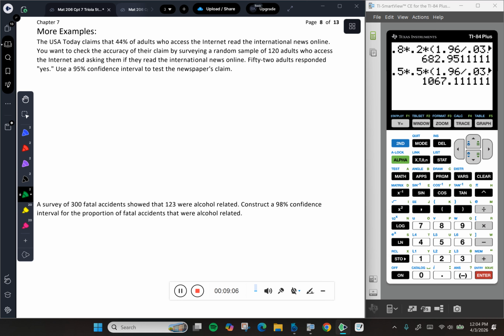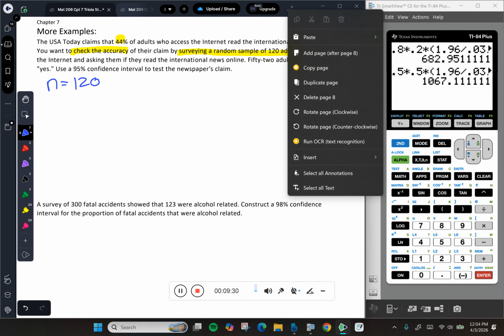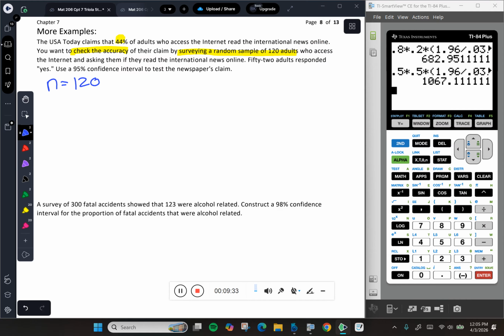The USA Today claims that 44% of those who access the internet read the international news online. You want to check the accuracy of their claim by surveying a random sample. Okay, so you are going to check the accuracy of that 44% by surveying a random sample of 120 adults. So you've got a 120 sample size, and you're going to ask them if they read the news online. 52 adults responded with a yes.